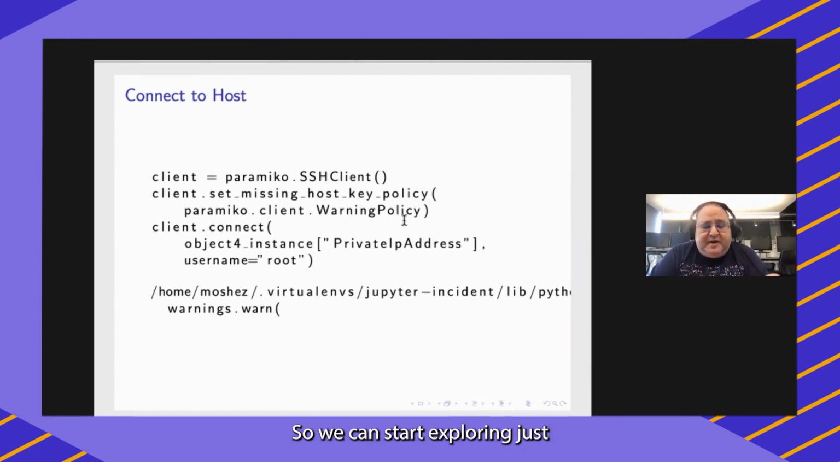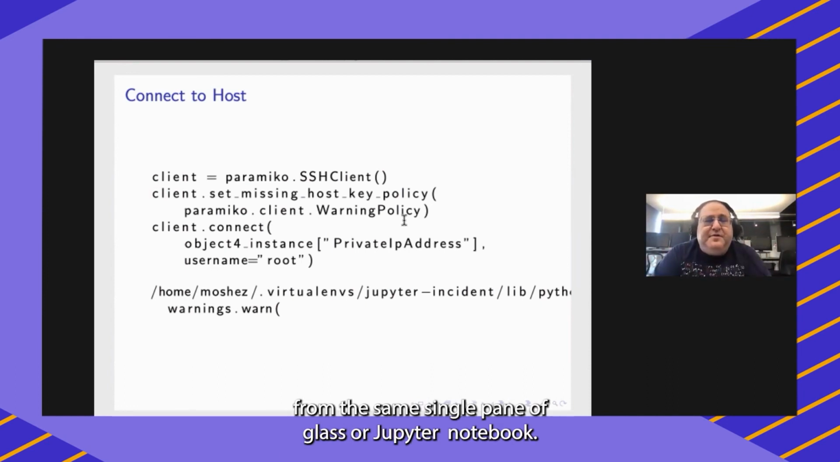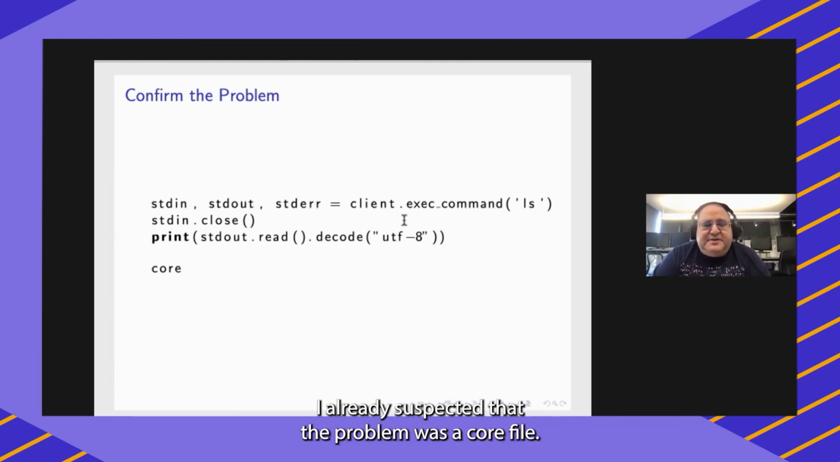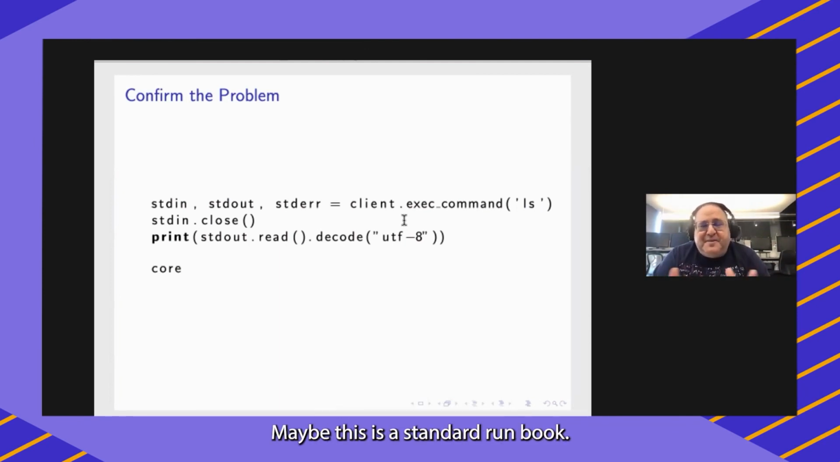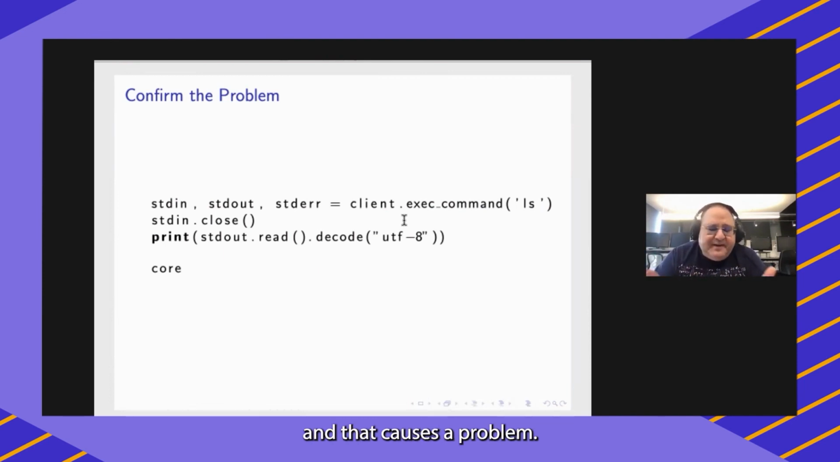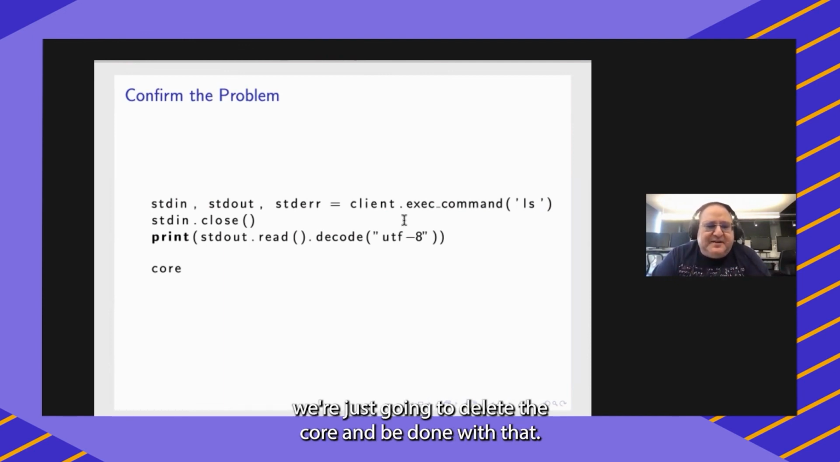So we can start exploring just as you would with an SSH command line, but now we do it all from the same single pane of glass, our Jupyter notebook. Let's first confirm the problem with ls. Again, in this case, I already suspected that the problem was a core file. Maybe this is a standard runbook. We know that some of our servers dump core files and that causes a problem. Sure, we're going to fix it probably in the next update. For now, we're just going to delete the core and be done with that.